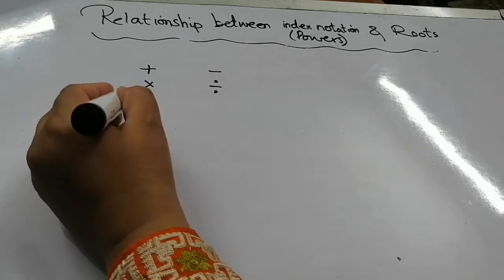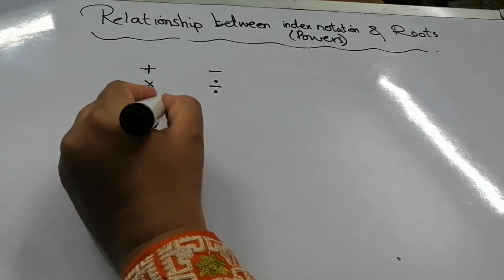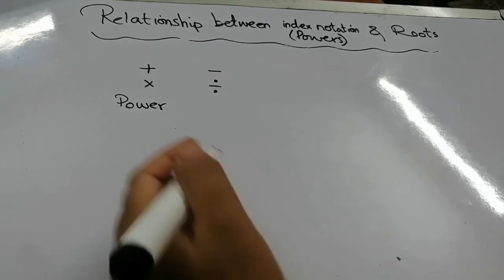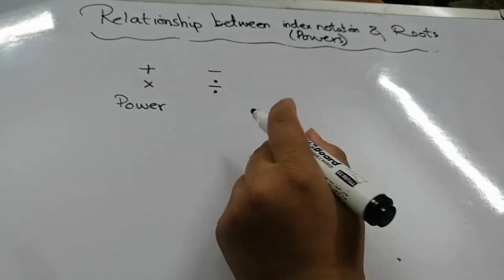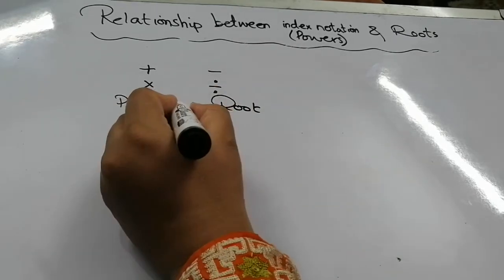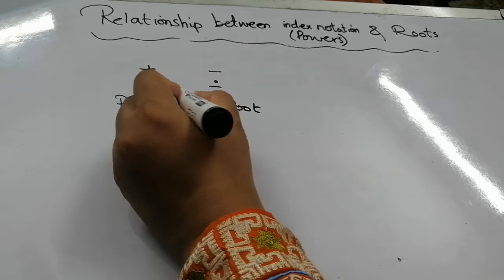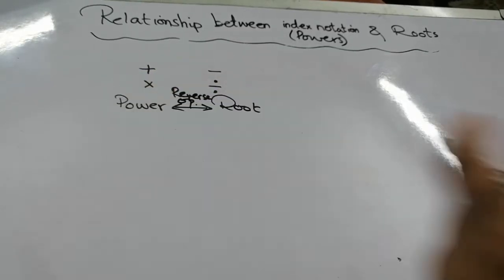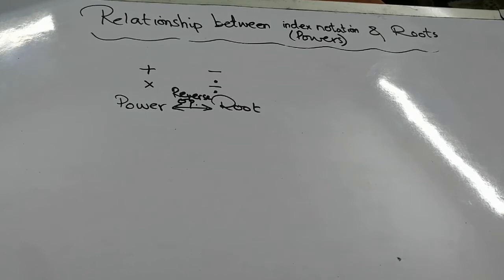When you take the power of any constant or variable or unit, to reverse that operation you have to take a root. So what is the relation between them? They are reverse operations. So let me take an example.